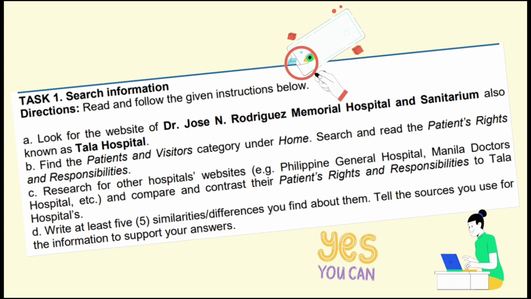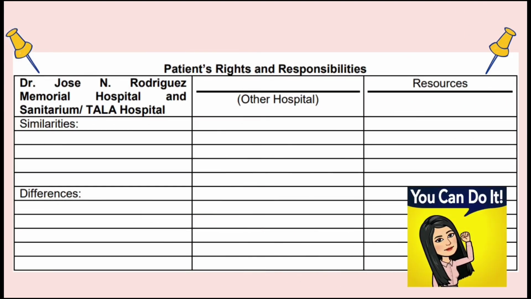Then, research for other hospitals' websites. For example, Philippine General Hospital, Manila Doctors Hospital, and others, and compare and contrast their patients' rights and responsibilities to Tala hospitals. Then, write at least 5 similarities, differences you find about them. Tell the sources you use for the information to support your answers. Here's a sample table for your answers.